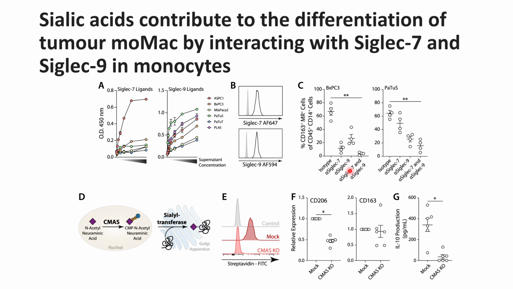Thereafter, they checked the interaction of Siglec 7 and Siglec 9 by blocking the Siglec 7 and Siglec 9 receptors. And they can see that the percentage of CD163 positive cells has been reduced whenever they introduce the Siglec 7 and Siglec 9 inhibitor. And this could indicate that Siglec 7 and Siglec 9 are the ones that play a crucial role towards this macrophage differentiation.